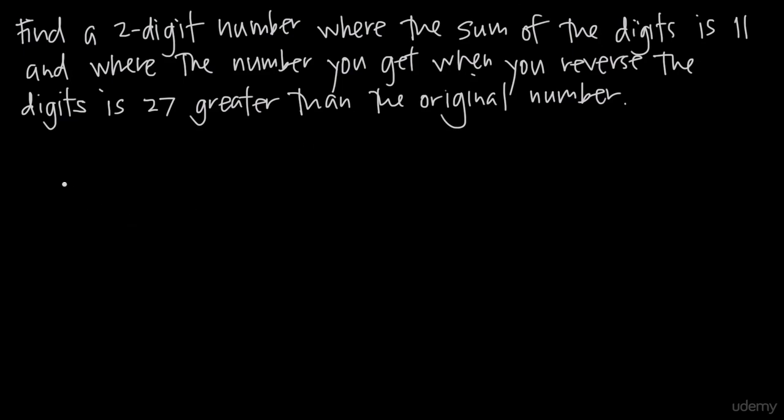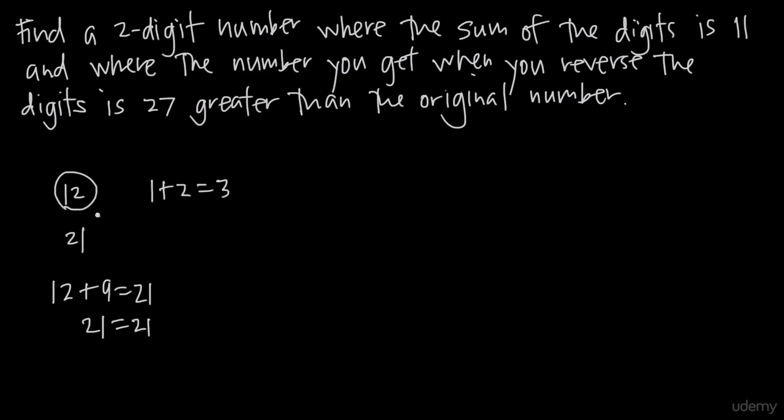So for example, if our original number was 12, that would be a two-digit whole number. The sum of the digits would be 1 plus 2 is equal to 3. So the sum of the digits would be 3. And when we reverse the number, so when we reverse the tens and the units place and we call the number 21 instead of 12, then the value of the reverse number, 21, is 9 greater than the original number, 12. So we have 12 plus 9 equals 21, right? 21 equals 21.